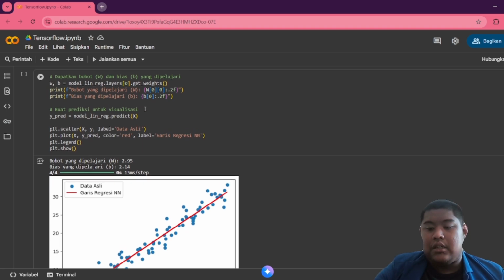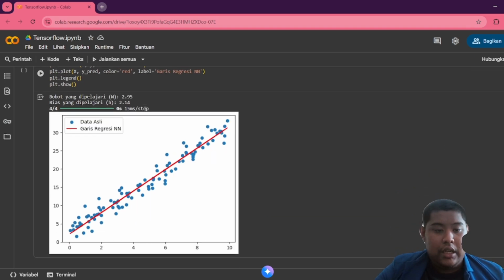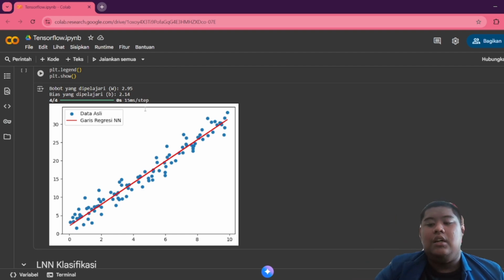This code extracts the learned weight, makes predictions, and plots the resulting regression line over the original data. And the output shows the learned weight 2.95 and bias 2.14 are very close to our original values, and the red line on the graph fits the data points perfectly.